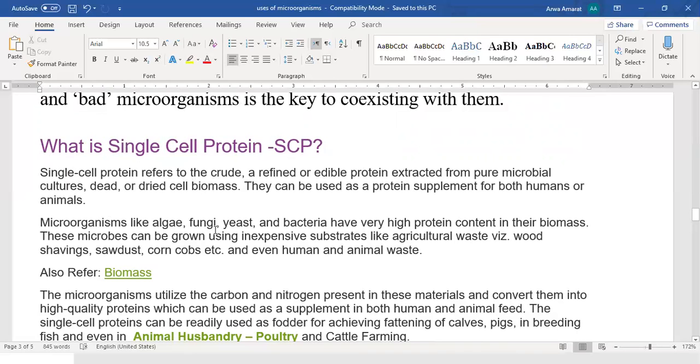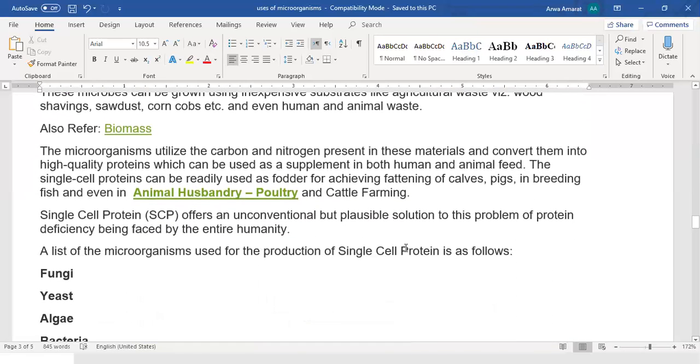For instance, algae, fungus, yeast, bacteria have high protein content in their biomass. These microbes can be grown using inexpensive substrate like agriculture waste, wood, sawdust, corn, and then we take the protein from them and we use it in our food. Microorganisms use the carbon and nitrogen in these materials and convert them into high quality protein, which can be used in supplements for both humans and animals. I will give you examples later.